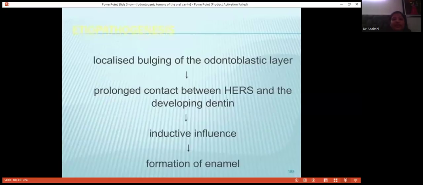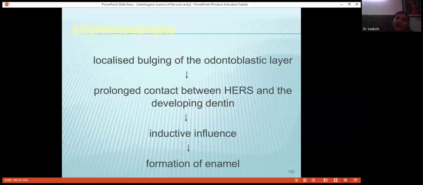Now, pathogenesis, if we see, there is a localized bulging of the odontoblastic layer, which causes prolonged contact between the Hertwig's epithelial root sheath and the developing dentin, which causes inductive influence and leads to the formation of enamel. Basically, हो क्या रहा है, आपकी Hertwig's epithelial root sheath से आपकी root develop होती है, तो कभी कभी जो आपकी ओडोंटोब्लास्टिक लेयर यानी कि जो लेयर आपकी ऊपर इनामल और डेंटिन बना रही है उसका बल्जिंग आउट, दैट मींस वो थोड़ी सी रूट क्राउन फॉर्मेशन की जगह रूट फॉर्मेशन में आ जाती है, जैसे आपका Hertwig's epithelial रूट शीट.